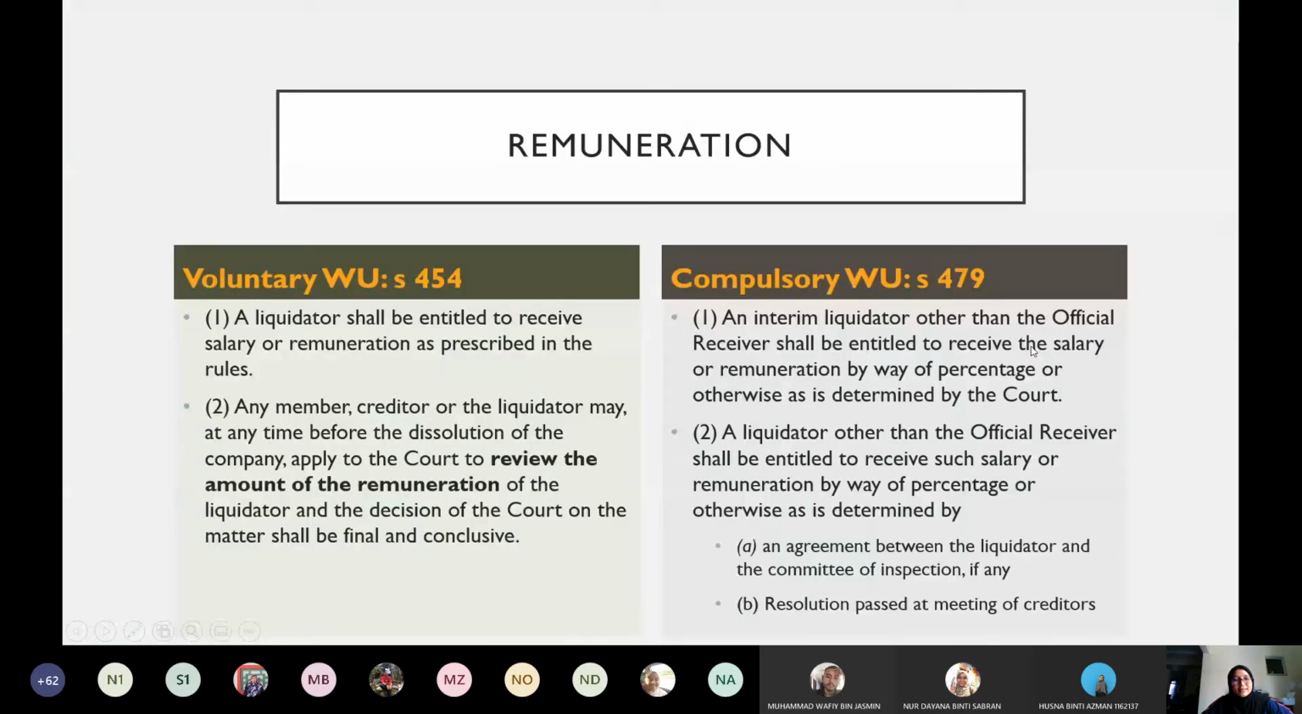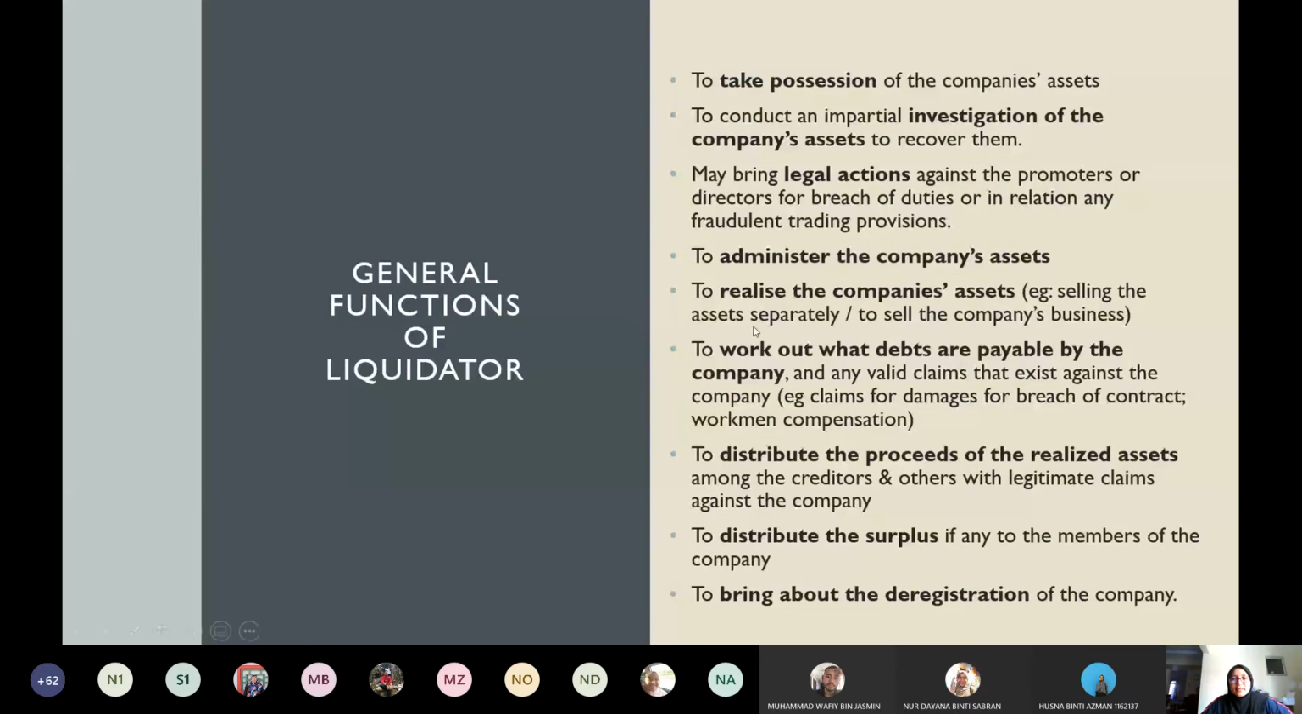Okay, tentang gaji kita tak tengok sangat lah tentang gaji. So basically the remuneration of the liquidator will be taken from the asset of the company. Okay, so this is the general function of the liquidator.